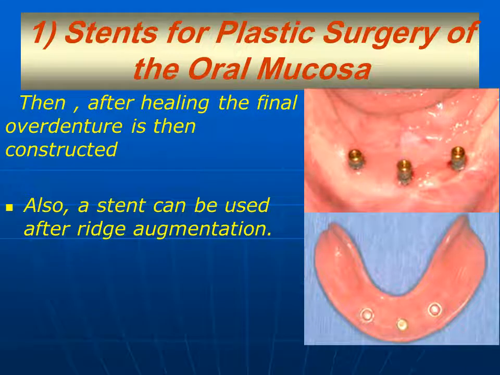After healing, we can construct the final denture, and you see here the implants in the lower ridge, and you see the width and height of the ridge is very satisfactory. Also, a stent can be used after ridge augmentation.